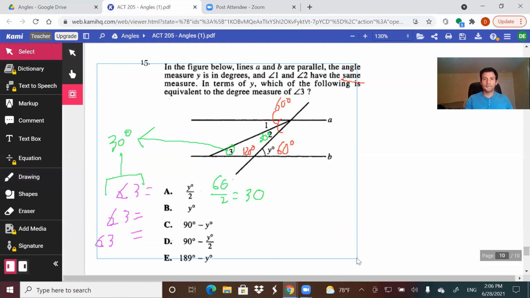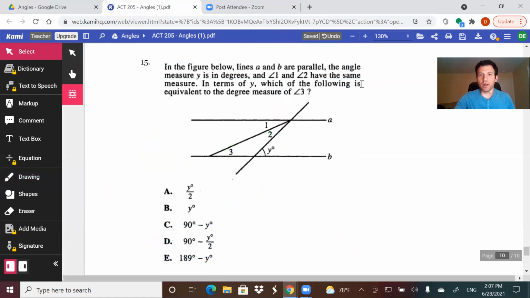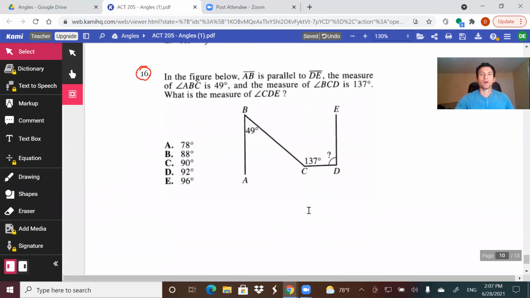All right, one more problem. This last one's a really cool problem as well. So if you want, pause the video, give it a shot. Otherwise, we'll just keep on running. So in the figure below, AB is parallel to DE. The measure of ABC is 49 degrees, and the measure of BCD is 137 degrees. What is the measure of CDE?